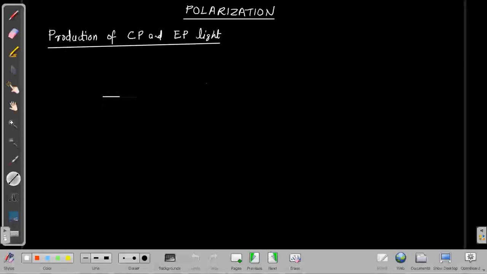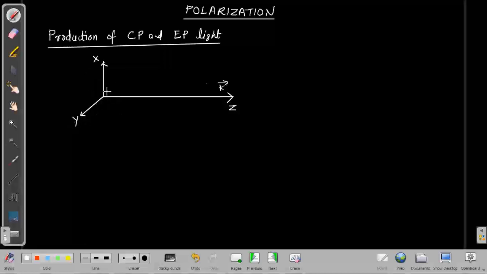So consider the light is propagating along the z direction. If the electric field is plane polarized, the direction of oscillation of the electric field will be confined along one direction perpendicular to the direction of propagation. Suppose the direction of propagation is along z, with propagation vector k. Then the electric field can oscillate along the x direction or the y direction or in between x and y.